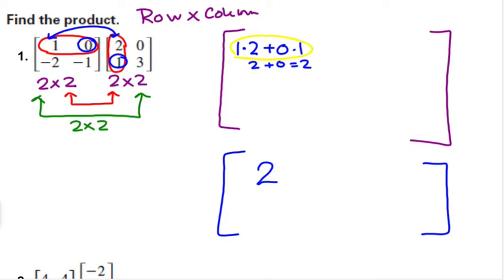Now I'm just going to head back and erase this so we're not making a mess. So now to find this piece right here, I'm going to take the same first row, but now I'm going to the second column.